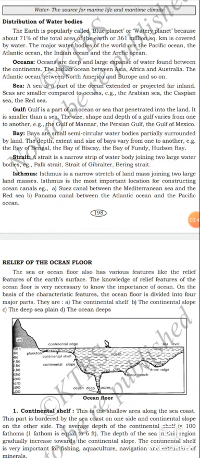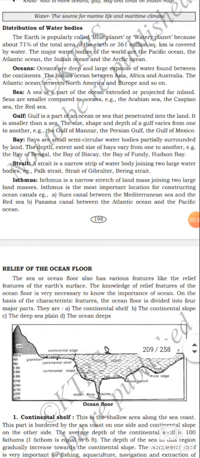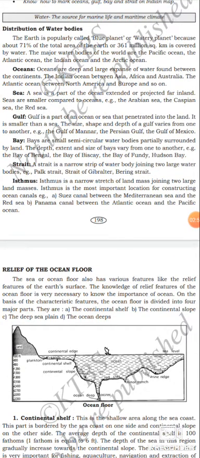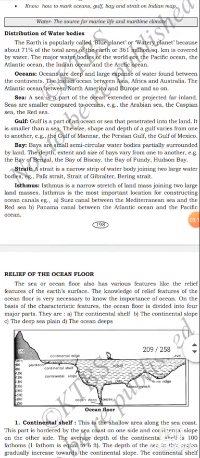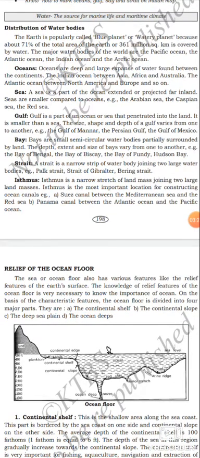Let us see now. Sea. A sea is a part of the ocean extended or projected far inland. Seas are the part of the ocean. Seas are smaller compared to the oceans. Oceans are very big, but seas are small compared to oceans. Example, the Arabian Sea, the Caspian Sea, and the Red Sea. These are the seas.